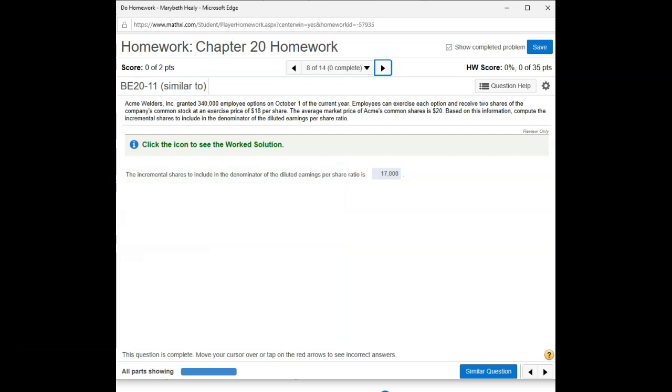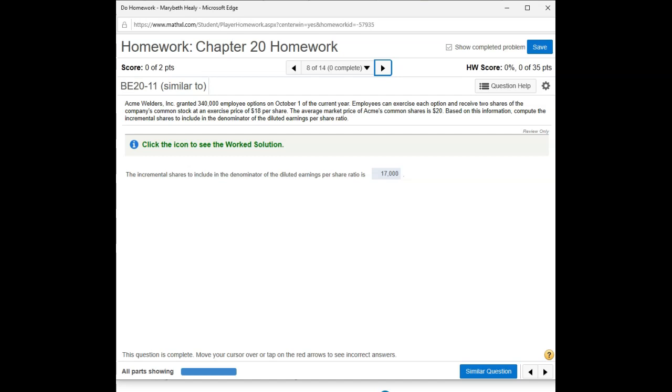So we're going to use the information provided in this example and walk through it and learn a little bit as we go. So with this, we have some information provided for us. We have 340,000 employee options, and note that they were granted on October the 1st of the current year. We're going to have to make a little adjustment at the end of this problem to deal with that partial year issue.